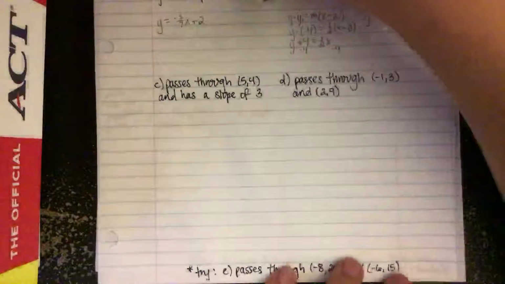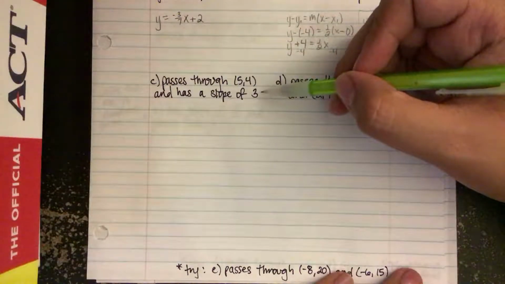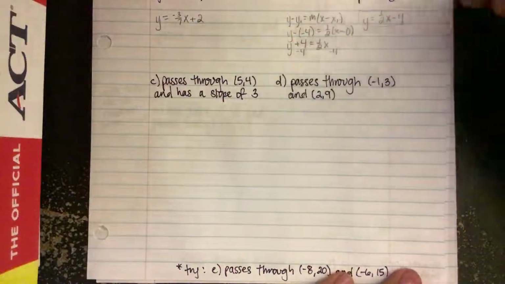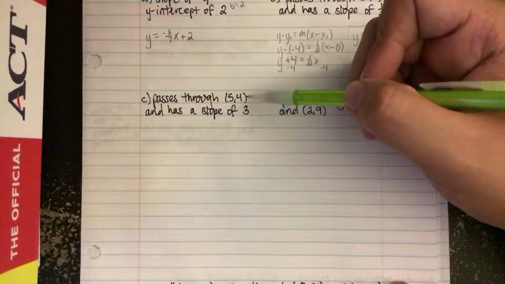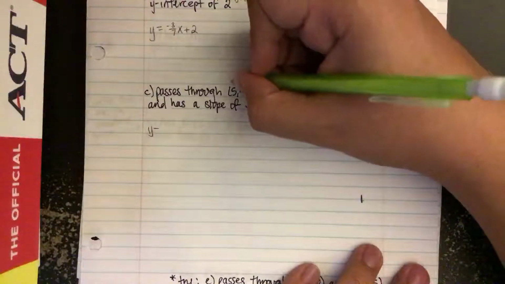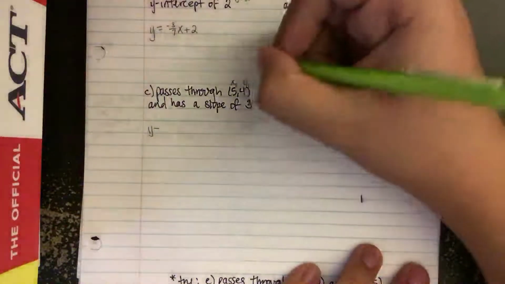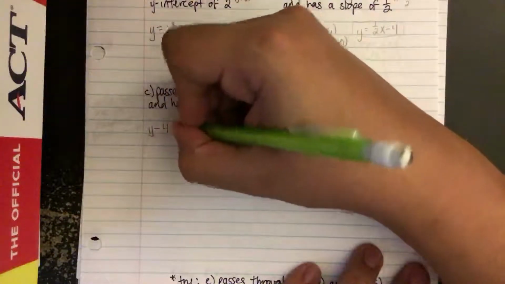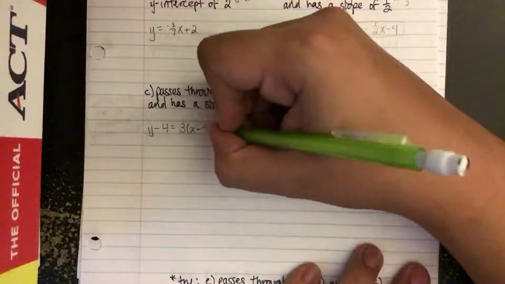Part C. Okay, part C passes through 5, 4 and has a slope of 3. I can't do that same trick because this is not a y-intercept. So no matter what, I'm going to have to use point slope form here. Okay, so now that we know that that's the only way, let's go ahead and try it. Y minus, we can identify our parts really quick. This is our x1, y1, m. Y minus 4 equals 3, x minus 5.